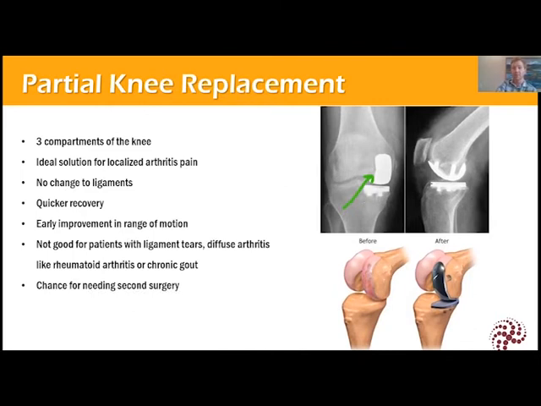Now the problem with this is it's not good for anybody who has arthritis anywhere else in the knee, under the kneecap, or in the other part of the knee, like the outside. Not a good candidate for a partial knee replacement in those scenarios. Certainly not good if anybody has rheumatoid arthritis or some of those inflammatory arthritis where there's crystals like gout in the knee.